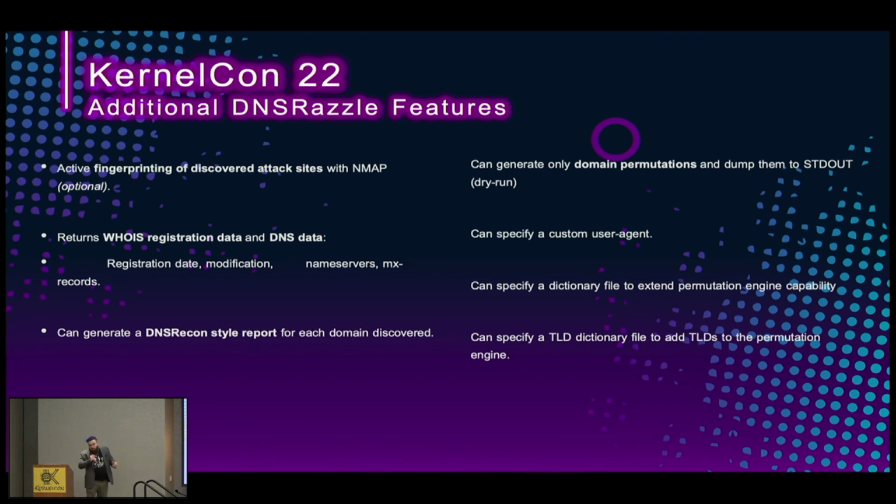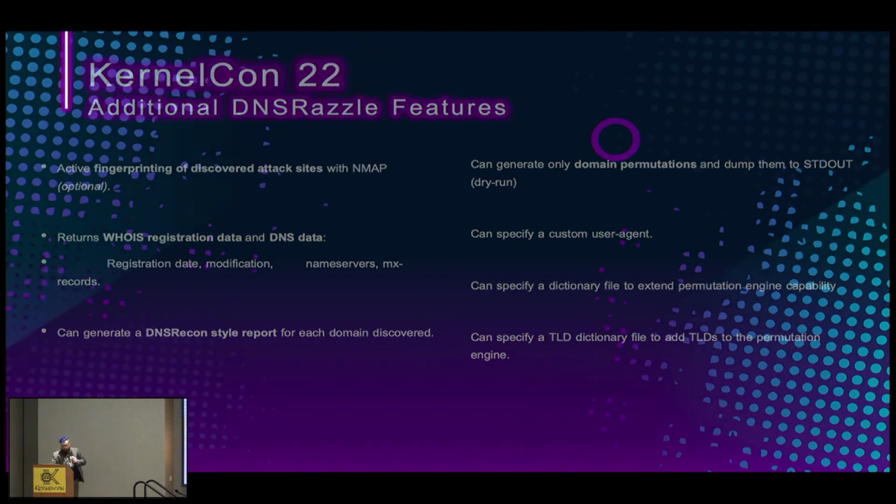You can also specify a custom user agent with it, in case you somehow get limited by something like a WAF rule for Cloudflare. You can also just have it generate the permutations and dump them straight to standard out. And you can give it a dictionary file for adding to the permutations, like adding words or removing words from your domain. That's pretty much all the additional features that it has.